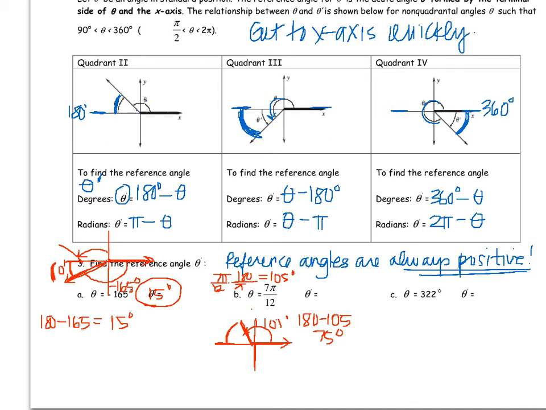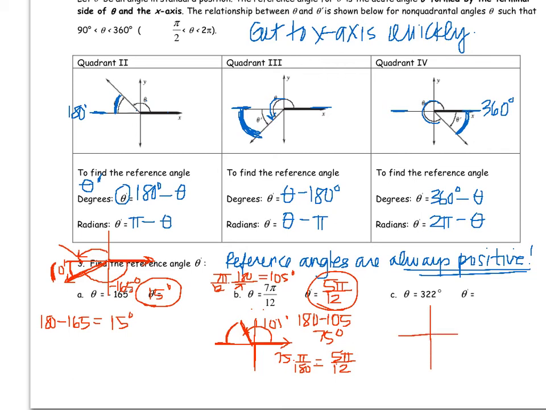Now, here's the problem. My original question was in radians, so your answer has to be in radians. So you have to take 75 degrees and multiply by pi over 180 again to get yourself back. What you end up getting is 5 pi over 12, and so this is my reference angle. Okay, and for most of us, we're going to have to convert our way through this because we're not comfortable with radians.